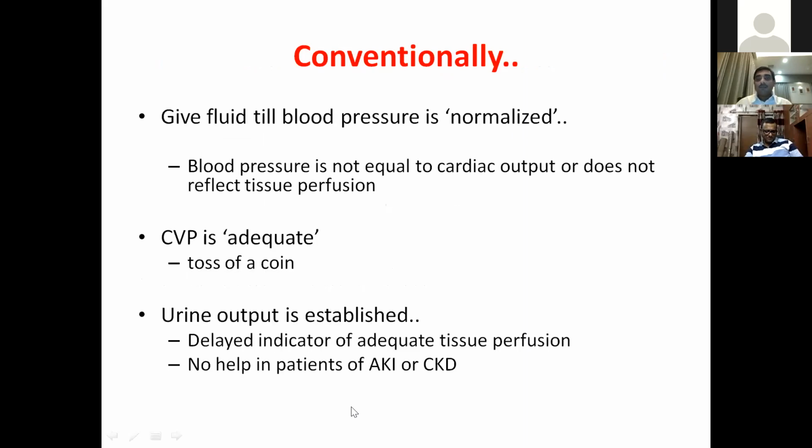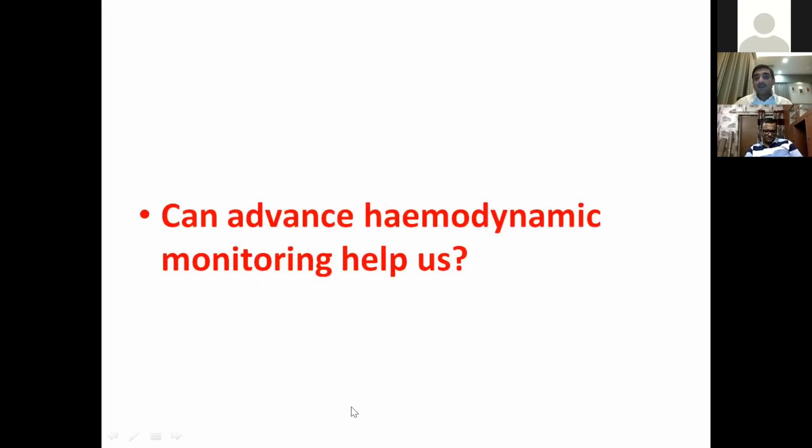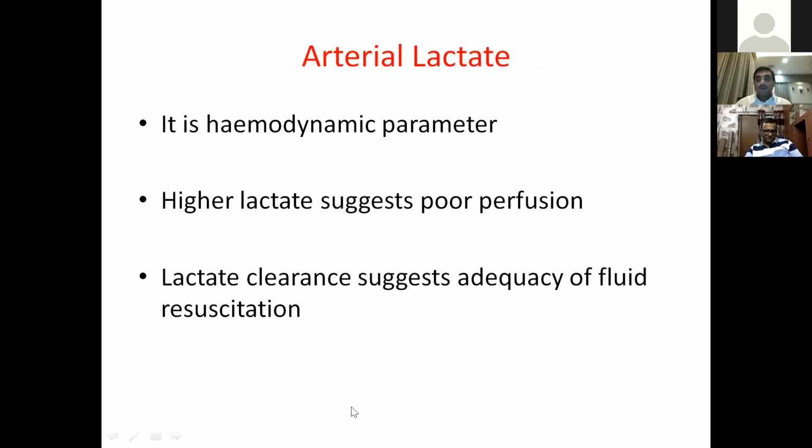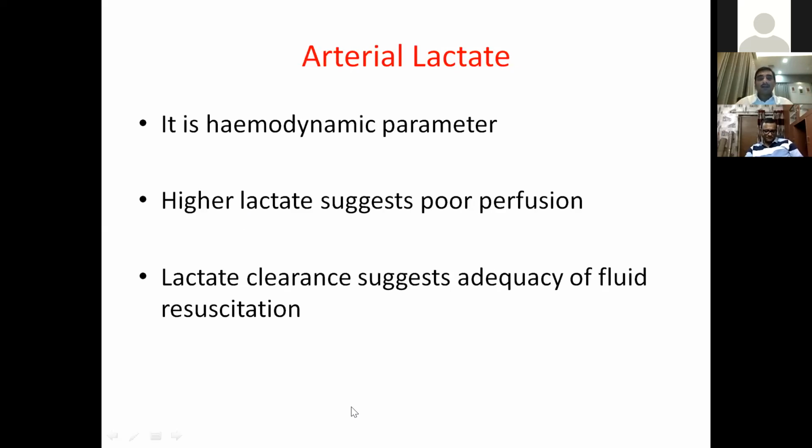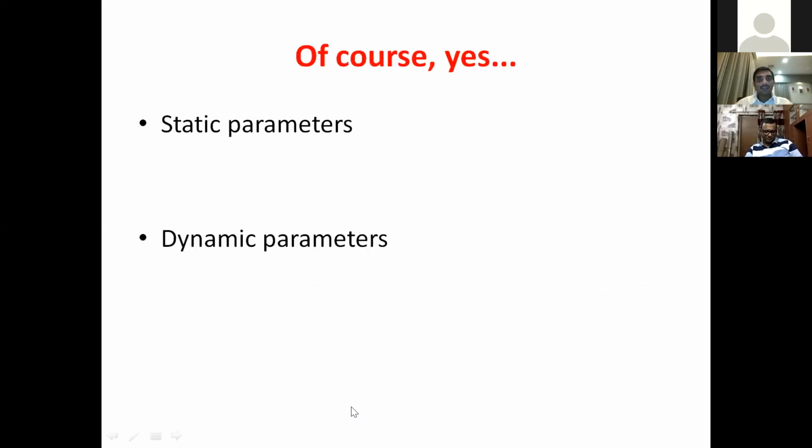So all three markers we cannot utilize for a better understanding of hemodynamics in a straight and accurate way. So can advanced hemodynamic monitoring help us? Of course, yes. First and foremost, I won't go into much detail because of the standardization of practice of getting arterial lactate: it is a hemodynamic, perfusion parameter. Higher lactate suggests poor perfusion, and at the same time, lactate clearance suggests probable adequacy of fluid resuscitation and tissue perfusion. So yes, we can definitely use this hemodynamic marker in our day-to-day practice because it matters, barring the confounding factors that we must understand.